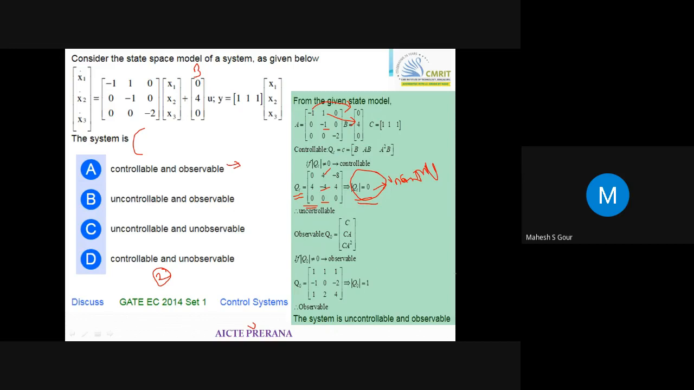For observable, you got the determinant as 1, right? So it is not equal to 0, so it is observable. So what is the answer? The answer is B. It is uncontrollable because the determinant is 0, and it is observable because the determinant is not equal to 0. I hope it's clear. Yes, sir.